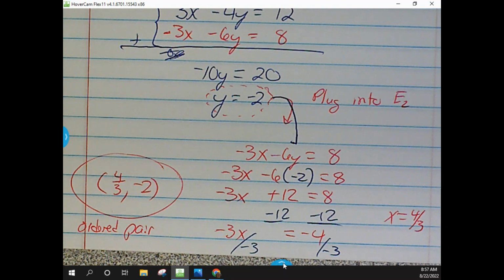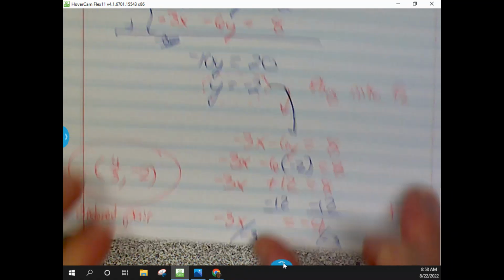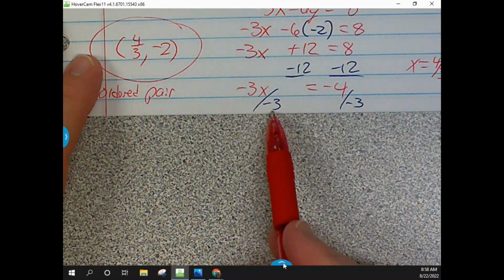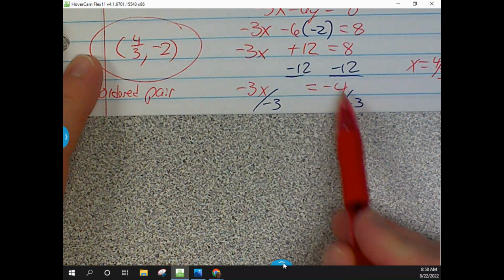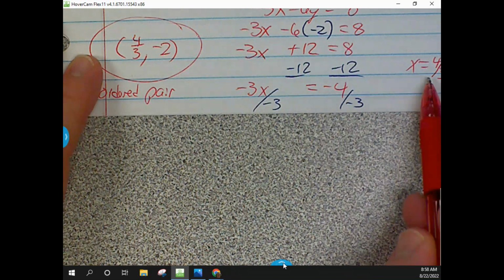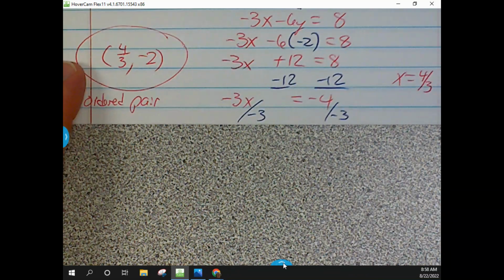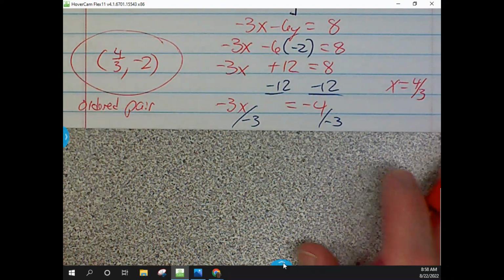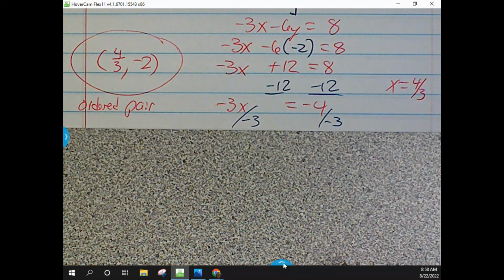Question? Oh, because in that case, it was a -3 we're dividing by. So it's -4 divided by -3, the two negatives make that a positive. All right, any other thoughts?